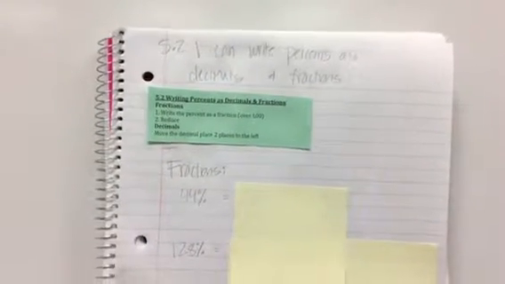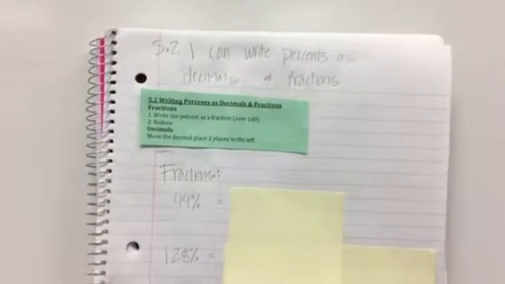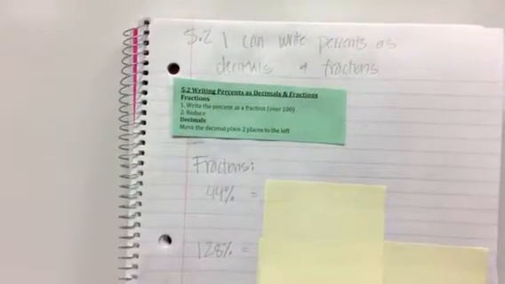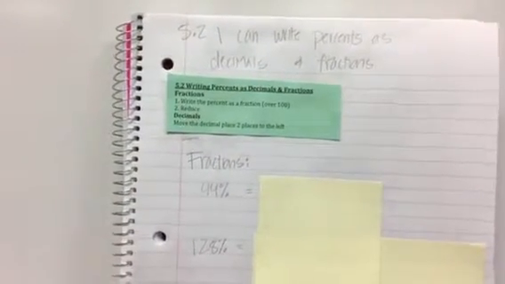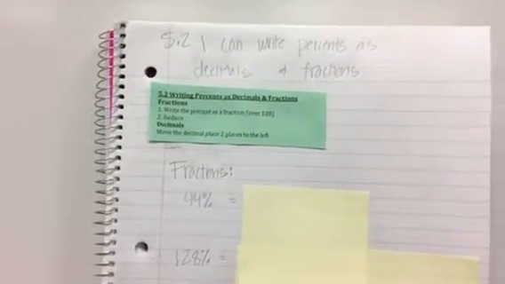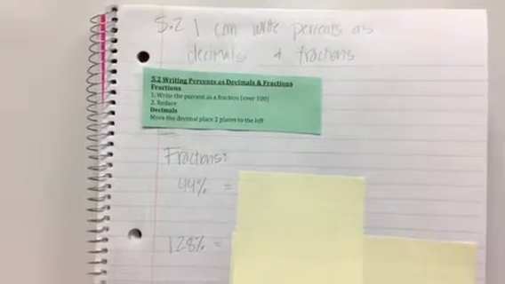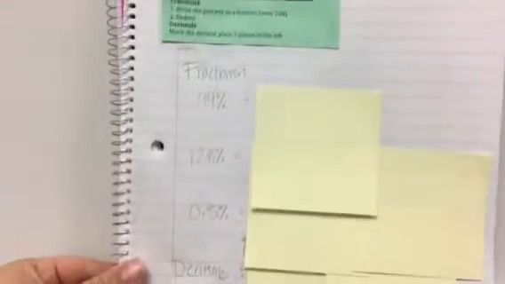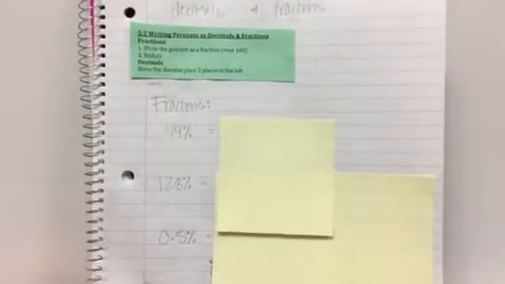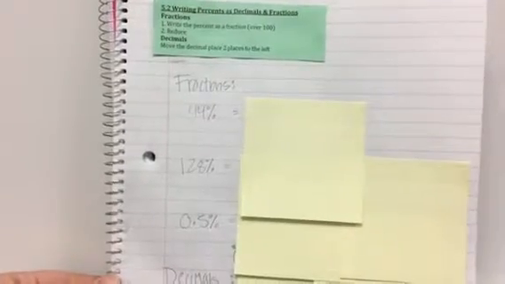So to start with, our objective is I can write percents as decimals and fractions, and we have a couple of steps here, okay? So for fractions, there are two steps. You're going to write the fraction over 100, and then you're going to simplify when you're done. And then for decimals, it's really easy. You're just going to move the decimal 2 places to the left. I have all my notes there for you. So we have three percents we're working with: 44%, 128%, and 0.5%, because that's what you're going to be working with today.